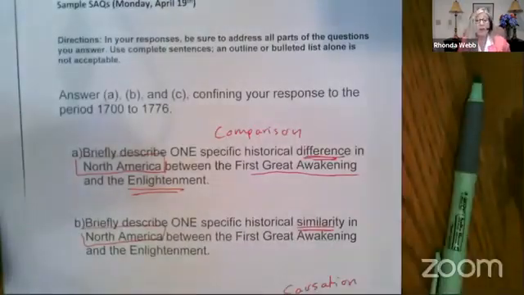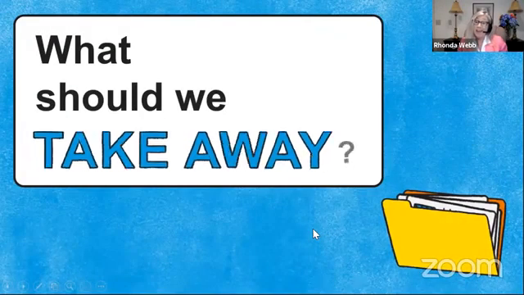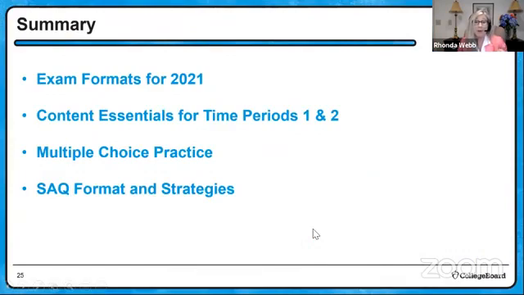All right, so there's our three examples real quick of the short answer questions related to time periods one and two. So let's come back and look at what we've done in this first session of our AP exam review. We've looked at the formats between the digital and the paper version. We've looked at some of those content essentials, and boy, we've zipped through it, but you can look at those AP daily videos for more detailed content, more expanded coverage of the content. And we focused on multiple choice and short answer questions.